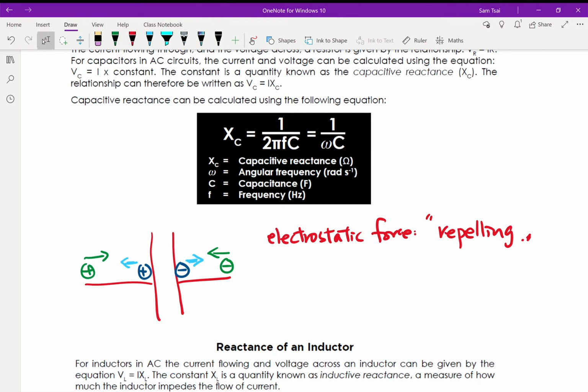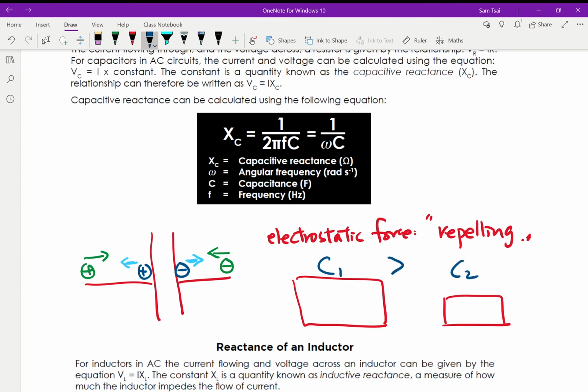Okay, and how does this work in AC? I think in the class we talked about this one. We use the analogy of a small bus and a big bus. For the big bus, that means we have a bigger capacitor. For a bigger capacitor, bigger bus, C1, C2, when C1 is larger than C2, it is easier for the people or the charge to move in than for C2, am I right?